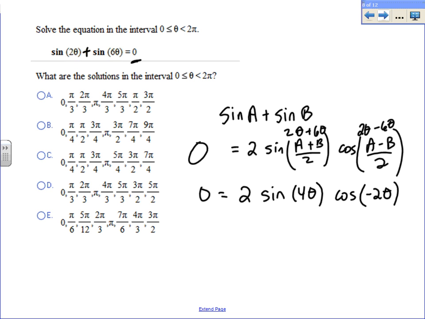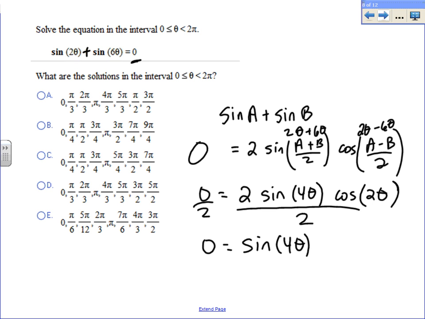Now recall here, because cosine is even, the cosine of negative 2 theta would just be cosine of 2 theta. Of course, if that was sine, we'd bring that negative out to the front and make the 2 negative. All right, so now what I've got is just a product. Now I'm going to get rid of the 2. I'm just going to divide it off. So 2, you go away. So 2's gone.